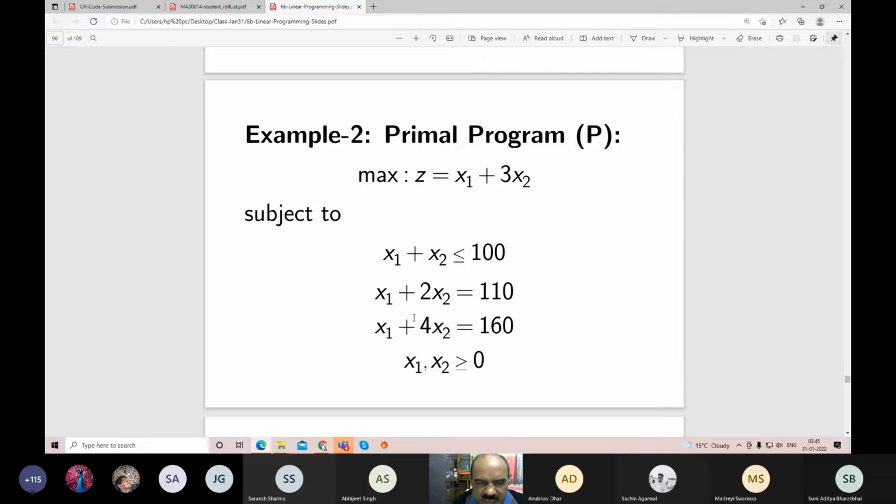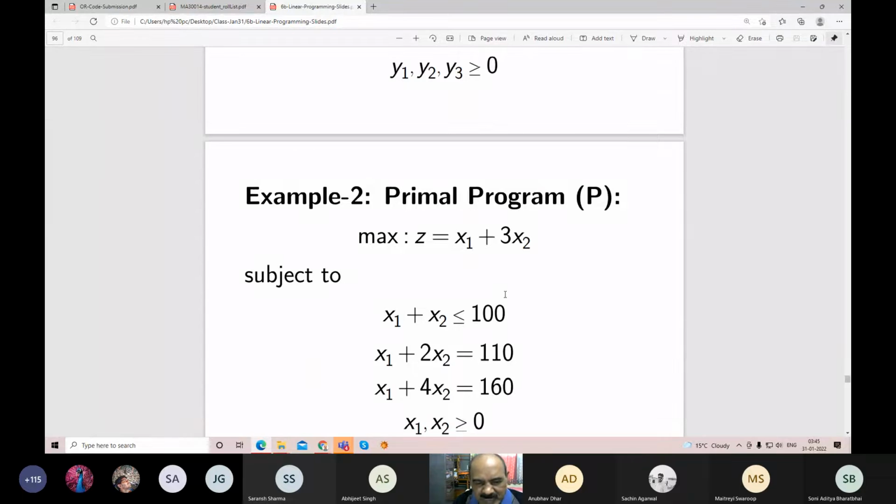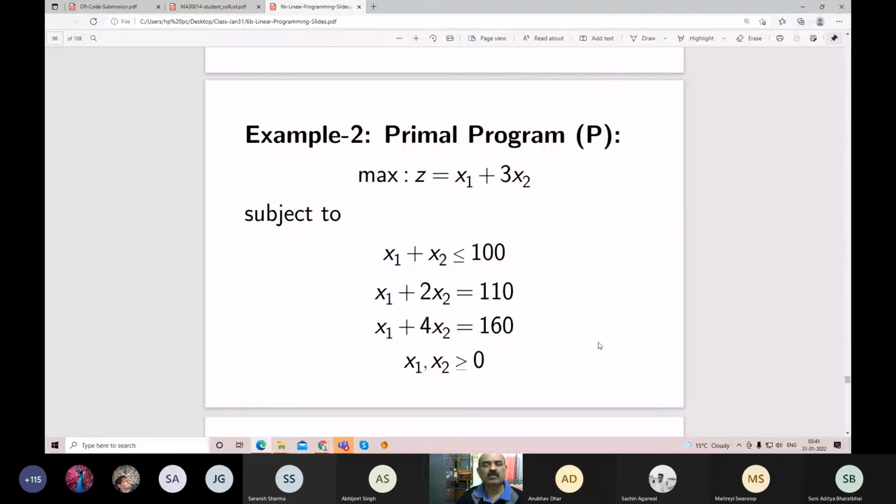Second problem. If this is the primal, what is the difference between example 1 and example 2? What is the difference between example 1 and example 2? See, the same example I have taken, only the last two constraints are equality type. Last two constraints are equality type. Other things are the same.